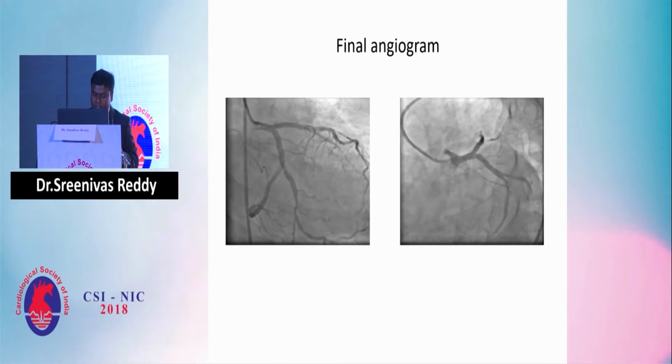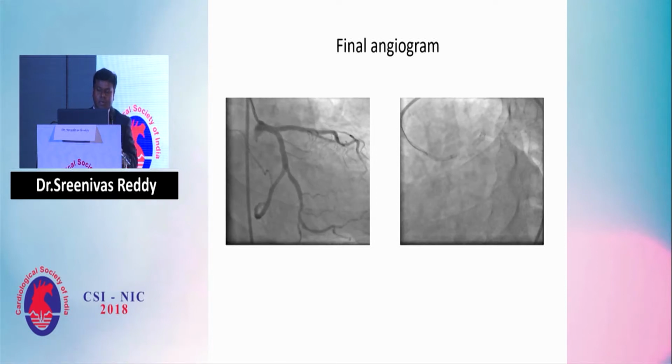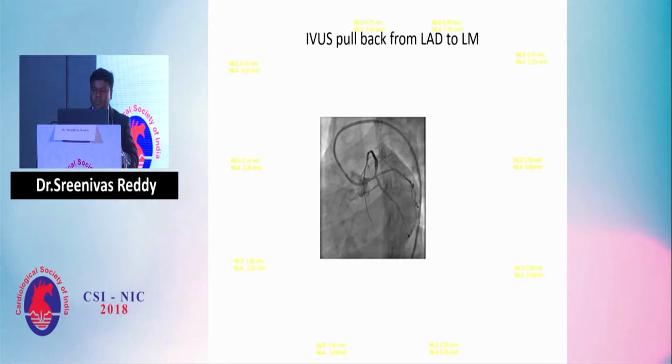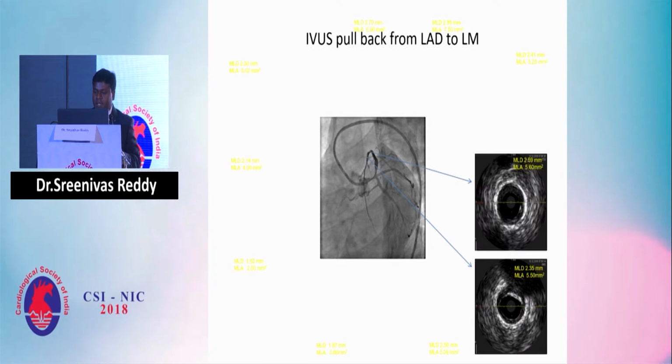So IVUS helps in understanding the distal left main bifurcation plaque and how to optimize the result. And this is the last case, a complex disease case, where you need to identify exactly what you are going to do, whether you want to do a provisional or two stent technique. This is a young patient who is diabetic, who has come with NSTEMI, troponin positive, and EF of 45%. This patient had an ostial left main to LAD tight 90% stenosis.